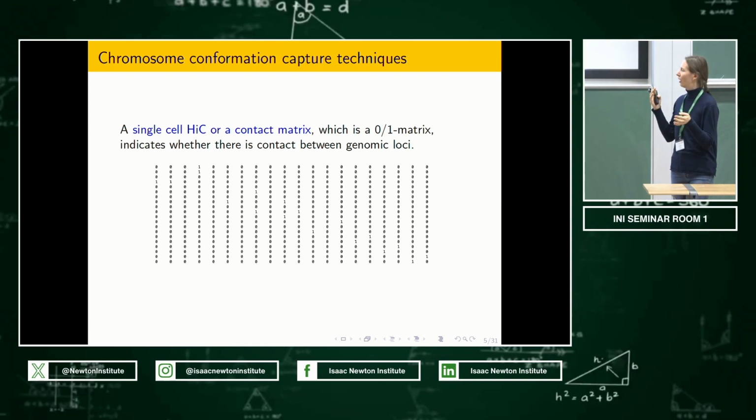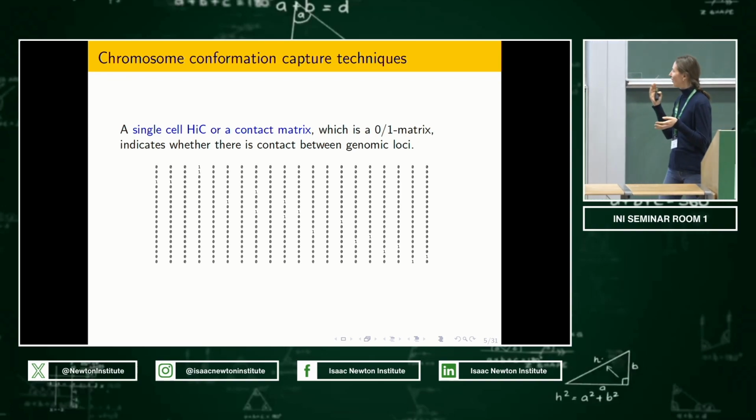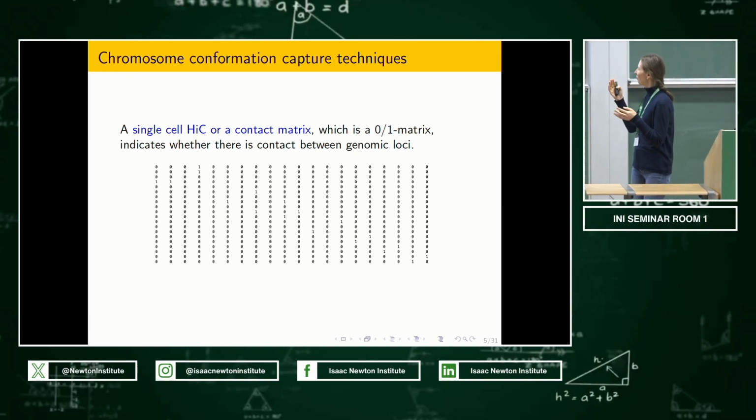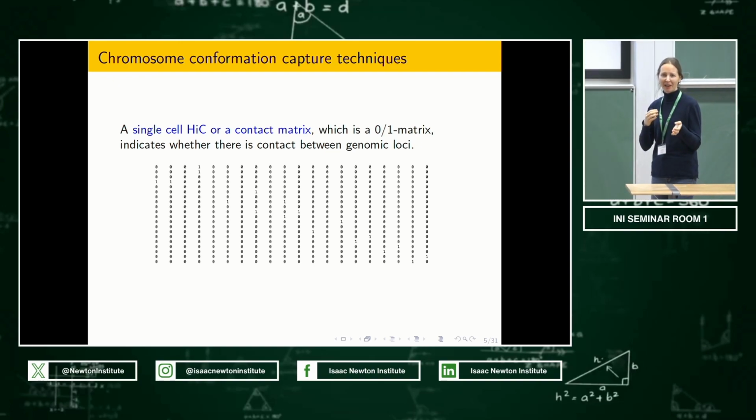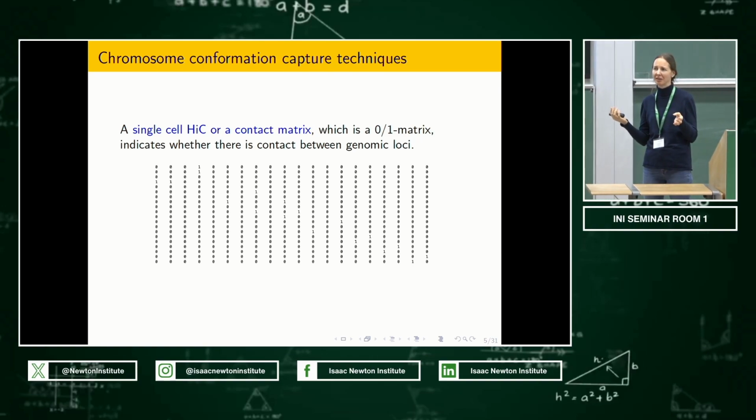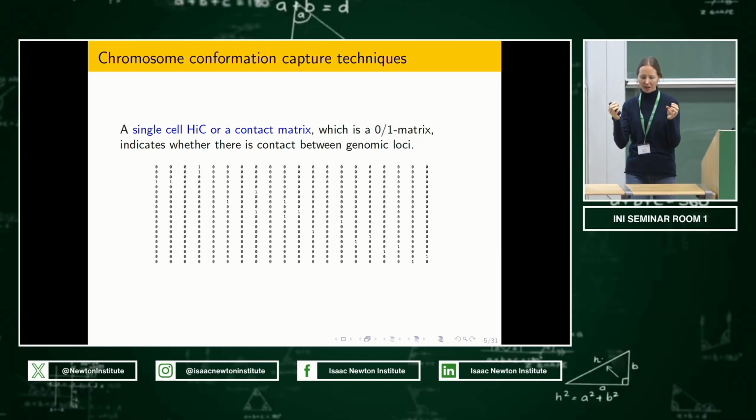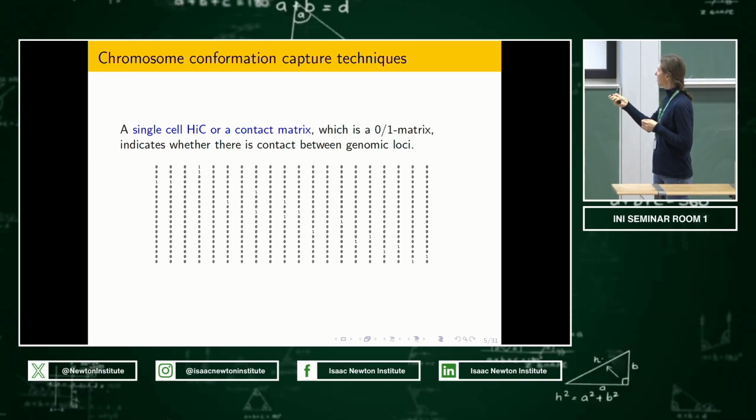Okay, so what this contact exactly means, we will have different interpretations, and I will get back to this. But you can think of contact as meaning that two genomic loci come close together in the three-dimensional space. And 0 means that they are further apart. Okay, and so this is our starting point.